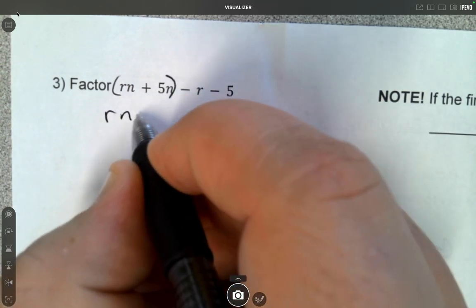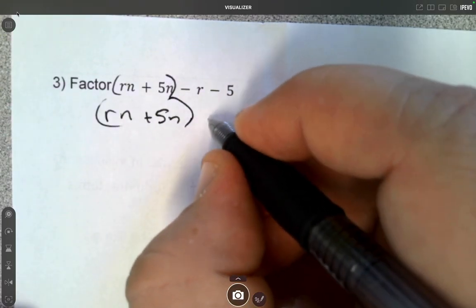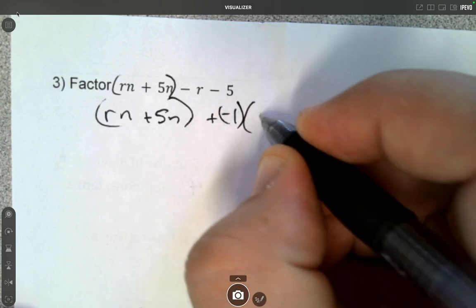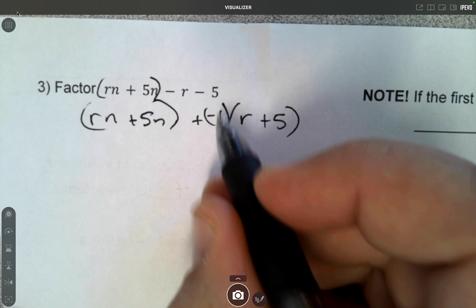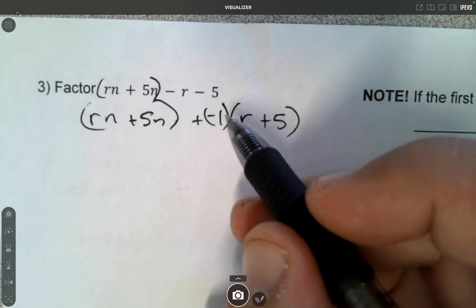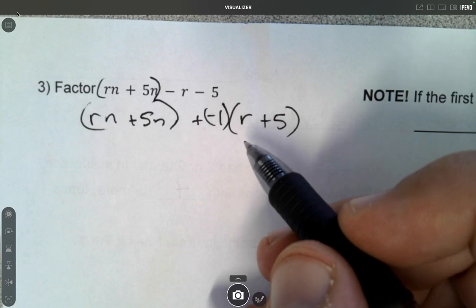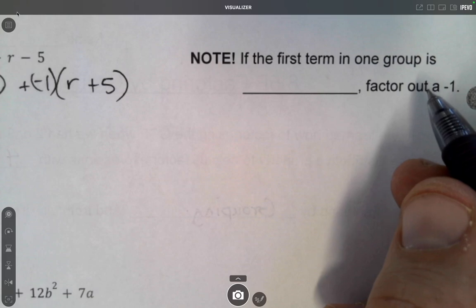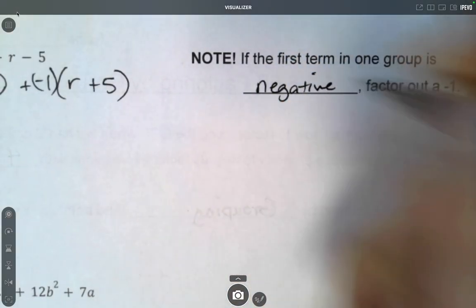So I'm going to write rn plus 5n plus negative 1 times positive r plus 5. I could also just write that as a minus 1. But the point is, I want to change these signs so that I don't have a negative variable to start on the inside. So if the first term in a group is negative, you'll need to factor negative 1 out of that group.